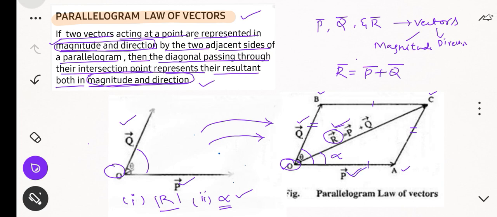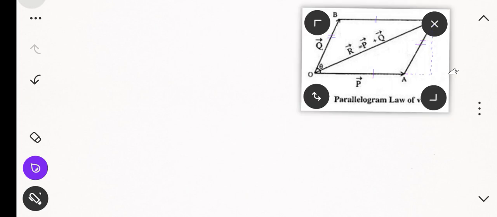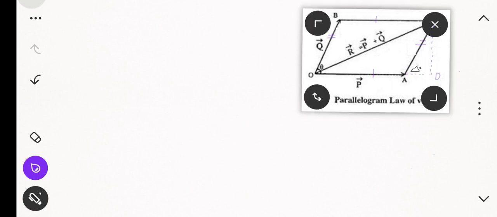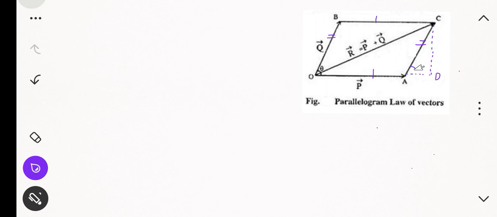Here in the OABC parallelogram, opposite sides are equal, and we have to draw a perpendicular, the foot of the perpendicular, and we have to extend OA, and we get an intersection point called D. Here it is theta, so opposite angles are equal, so we get theta. Here the angle between R bar and P bar is alpha.